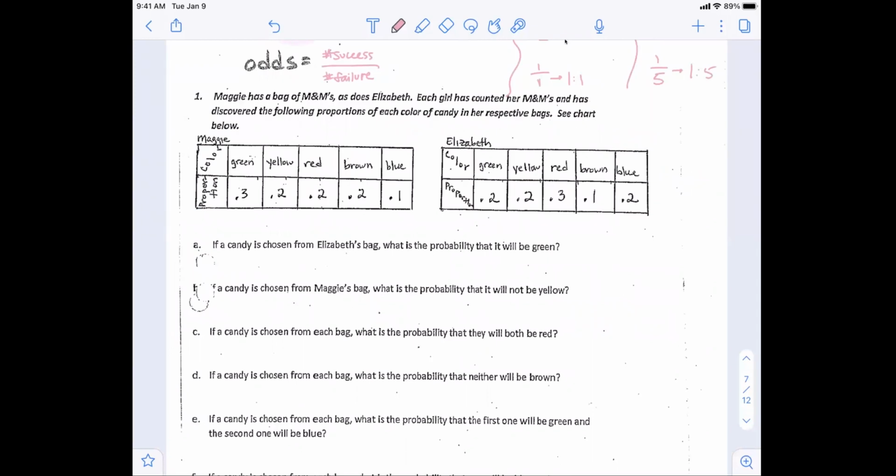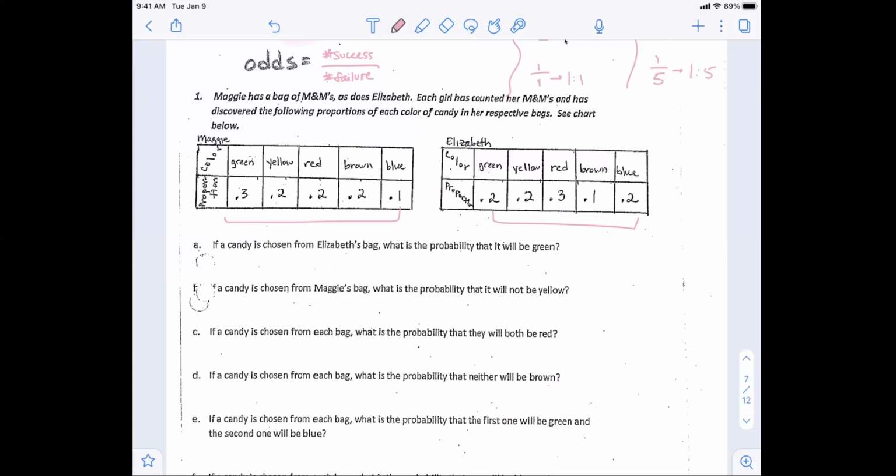So we've got two girls, Maggie and Elizabeth. They both have M&Ms. And then it separates in this table their proportion, their percentage, their probability of having those types of M&Ms. So Maggie has 0.3 as the probability that she has a green, which means a 30% chance that she has a green. And so on and so forth. And if we were to add these up, they should equal 1.